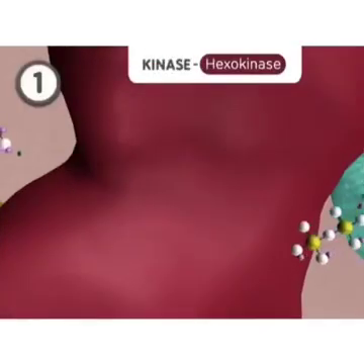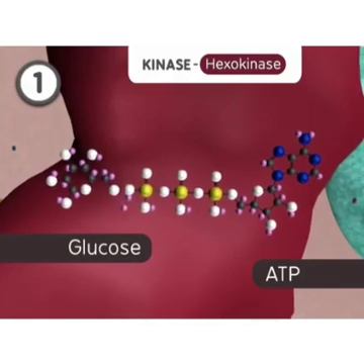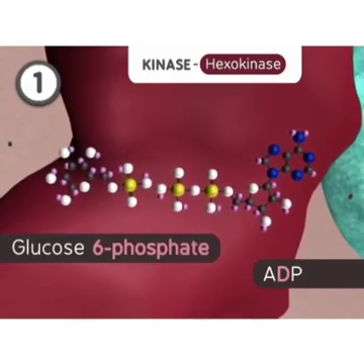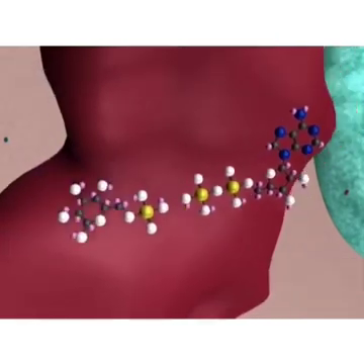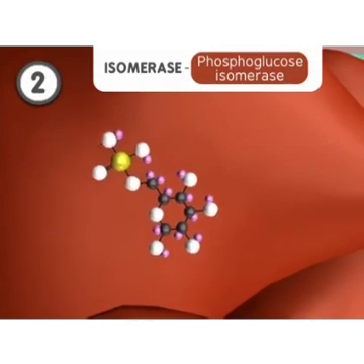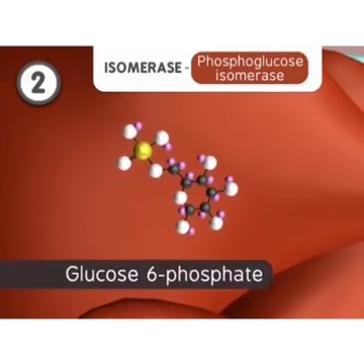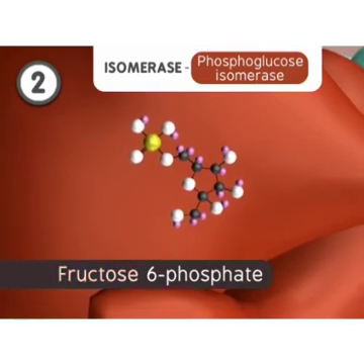The first kinase reaction adds a phosphate onto glucose to form glucose 6-phosphate. This is one of the two energy consumption steps and is an irreversible reaction. Next, an isomerase reaction converts glucose 6-phosphate into fructose 6-phosphate by rearranging covalent bonds.